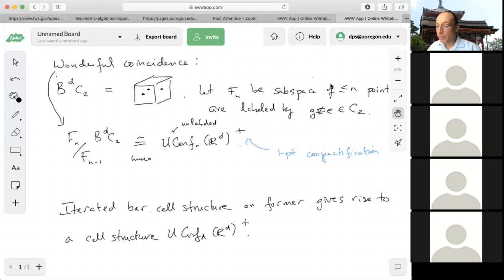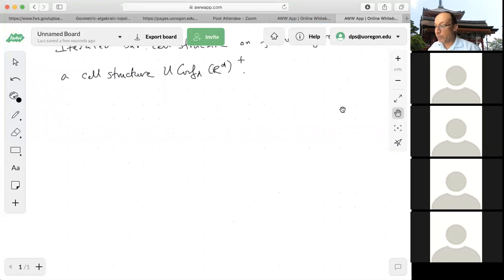And let me just sort of say how this goes. And this has kind of been discovered, rediscovered in a number of ways. So, well, what does the iterated bar construction look like? Just formally, you can start naming those cells by things like this. Again, G is the non-identity element of the cyclic group of order 2. And what is that going to be as far as a cell in this one-point compactification?